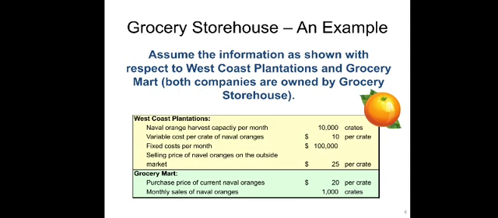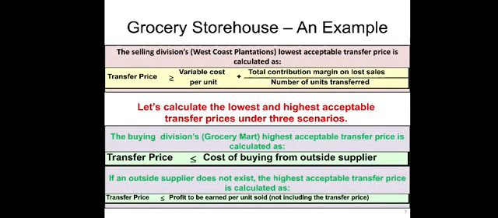See here, West Coast, the capacity is 10,000 crates. Grocery Mart, another segment within the company, sells only 1,000 crates. So we can see the logic is West Coast Plantation can sell the navel oranges to the Grocery Mart. So this is the negotiation that happened. Grocery Mart want to purchase the navel oranges from West Coast Plantation, another segment within the same company. So just remember this.